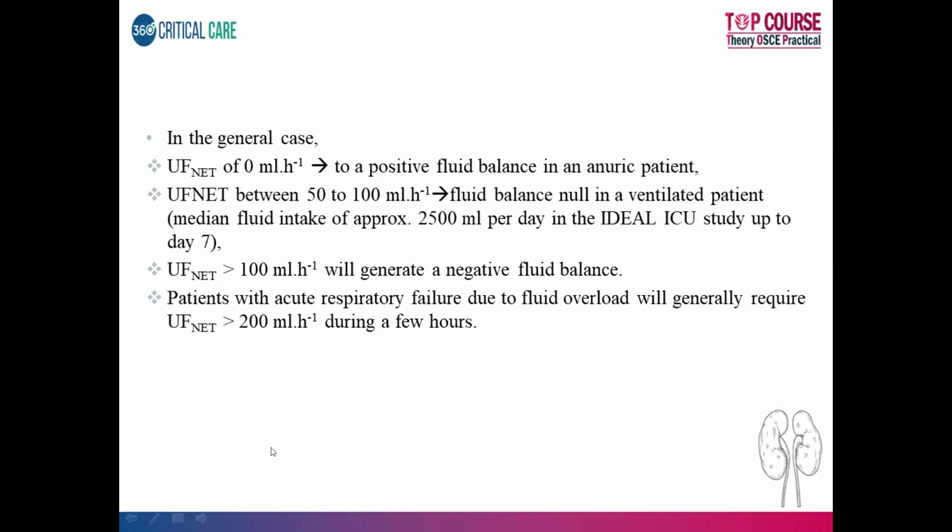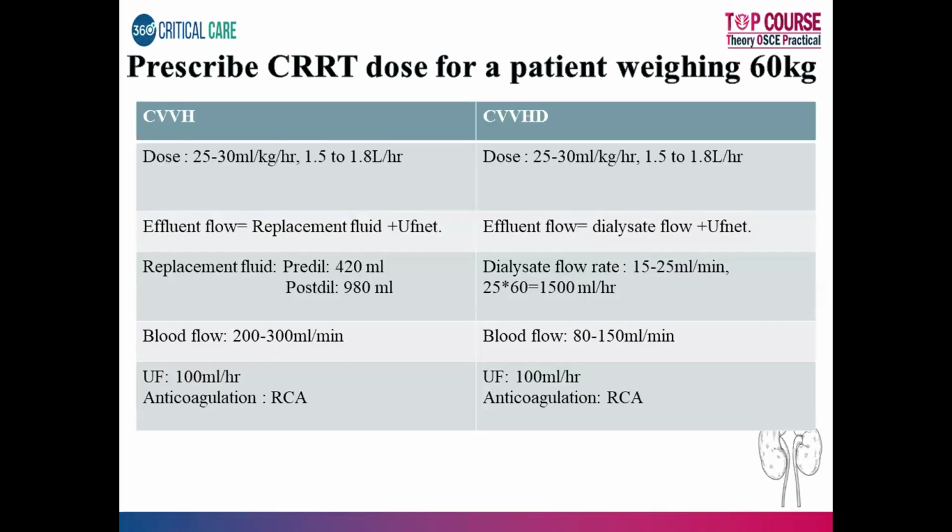Whereas in CVVHD, hemodialysis, you use a dialysate. Dialyze it. There is no replacement fluid. Now it's the same thing. As I told, dose is 25 to 30 ml per kg per hour. So it comes up to 1.5 to 1.8 liters per hour for a 60 kg person.